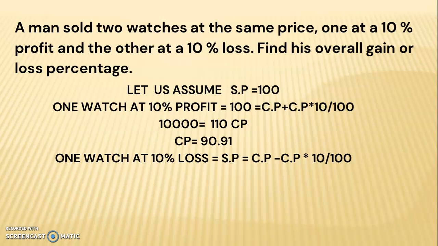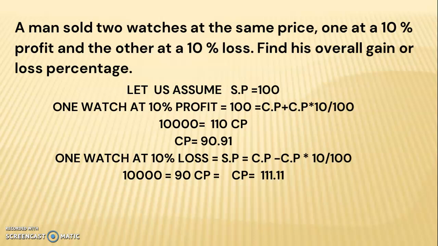Other watch for the same price but 10% loss. Then selling price should include the loss also, no? So that means cost price minus cost price into 10%, that is 10 by 100. So we solve the equation again by using the same method. On the right side we make 100 as a common denominator, so it will become 100 CP minus 10 CP, which is 90 CP. The denominator 100, when it comes to the left side, it will become 100 into 100, 10,000. So 90 CP is equal to 10,000 means cost price is equal to 111.11.